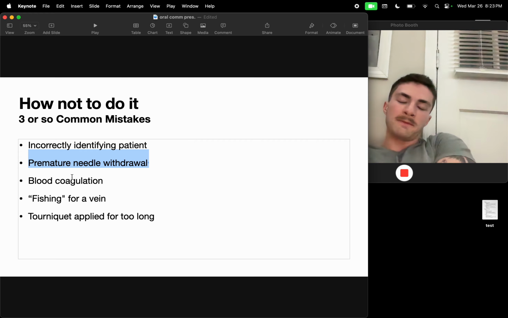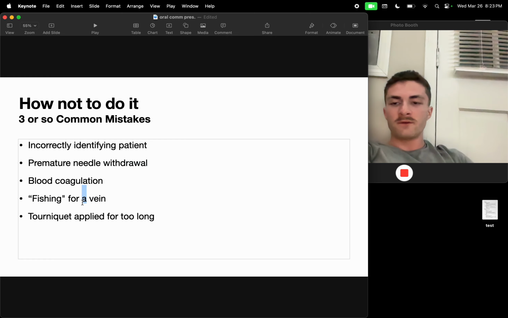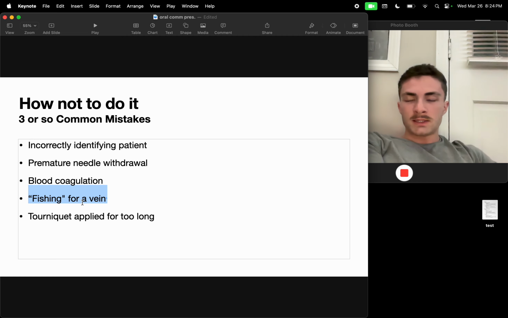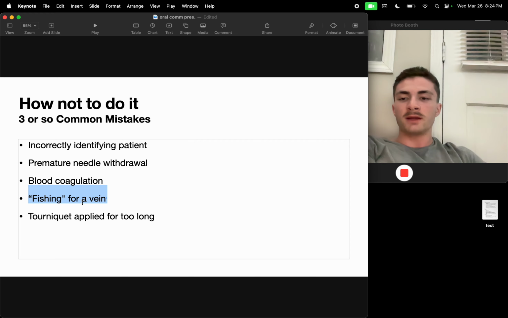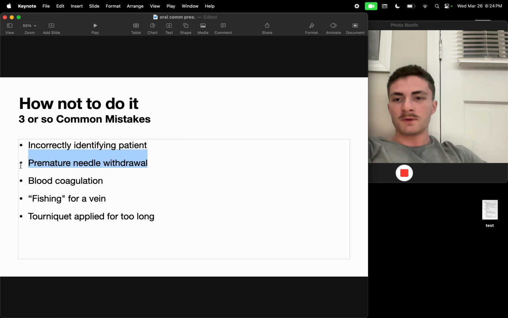Premature needle withdrawal. This can happen for a couple of reasons. This can happen in terms of fishing for a vein. So fishing for a vein can cause premature needle withdrawal. Fishing for a vein is kind of this term that we use for when you insert the needle and you didn't hit a vein, so you kind of like pull it out and push it to the right or left to try to find the vein anyways. You're not supposed to do this, and doing so can cause premature needle withdrawal.